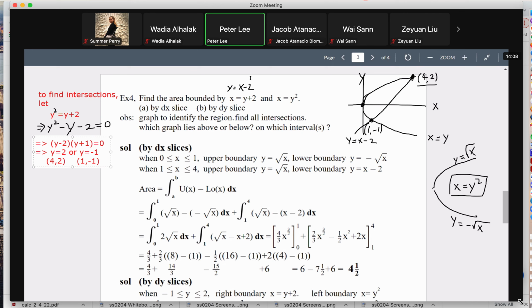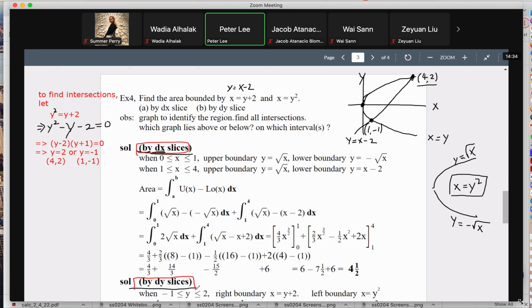So now, what is the reason here? The reason cannot be dx slices. Why don't we try to do this by dx slices first? Now, is dx slicing and dy slicing always possible? This is a very important question here. Is dx slicing and dy slicing always possible?